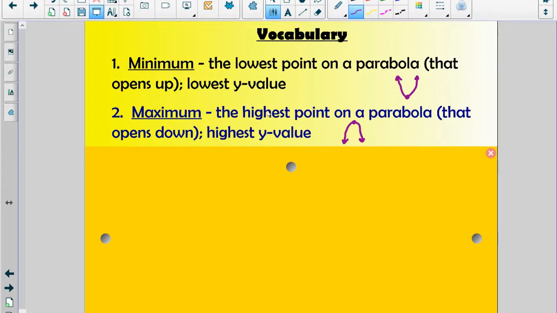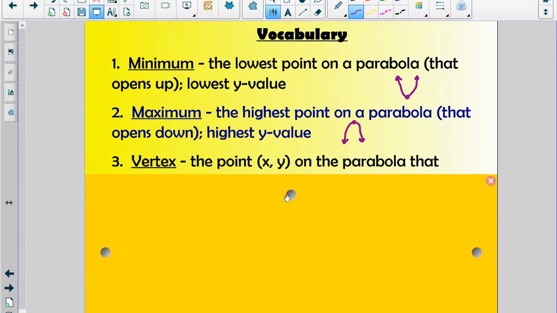It looks like that. So if it opens down, there is no minimum value because those arms indicate that the parabola continues down forever. It never stops. But there is a highest point on the parabola at the top, which we call a maximum.